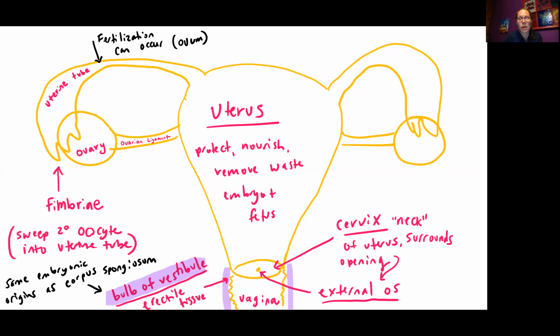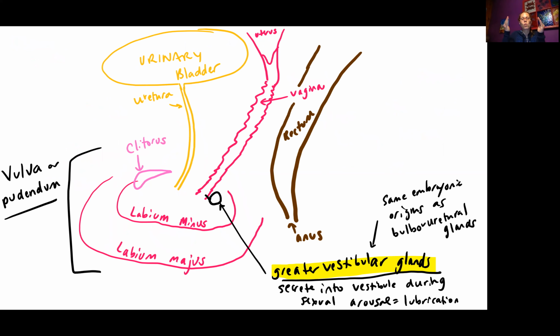Going back to our picture here of the genitals, you also have important glands for the female. So you have what are called greater vestibular glands that are going to secrete into the vestibule during sexual arousal. So if you spread open the labia majora and minora, then you get into that opening, which is the vestibule. And so that's how we're getting the name here for the greater vestibular glands. This is similar or analogous to the bulbourethral gland that we saw in males. You also have some lesser vestibular glands in this area too.